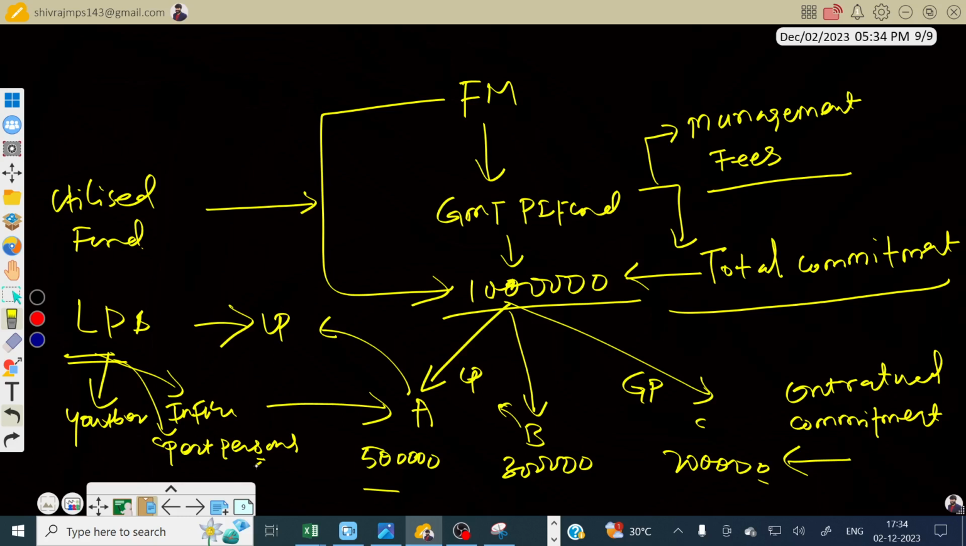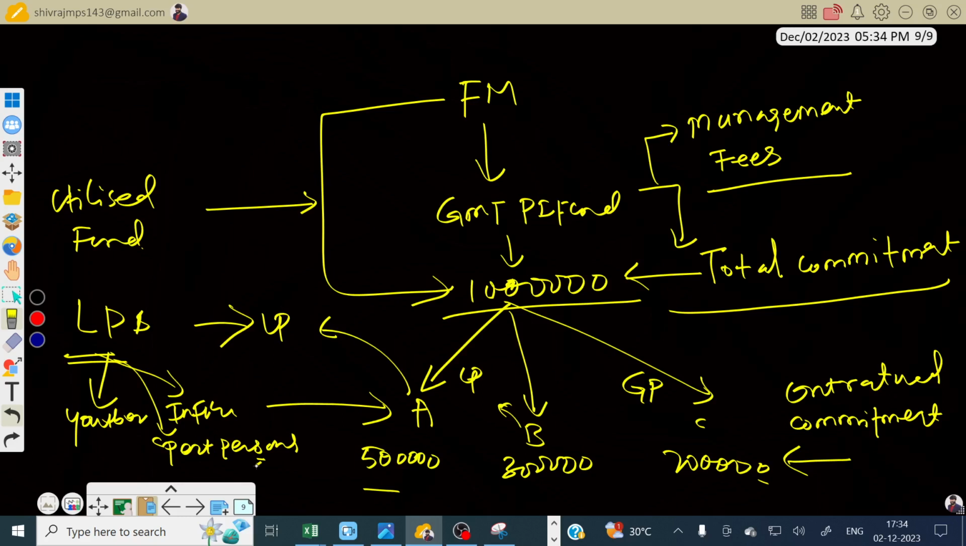But yes, so LP means your YouTubers, influencers, or institutions like colleges or even pension funds. They basically target companies and invest through private equity funds, where private equity fund managers take care of all investing decisions.